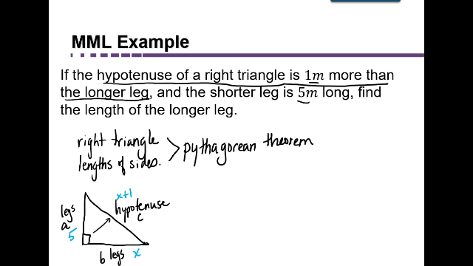Okay, so we're going to set up the equation, the relationship a squared plus b squared equals c squared. And then side A was 5 units long, so we have 5 squared. Side B was x units long, so that's x squared. And then side C is x plus 1 units long, so that's (x plus 1) squared.